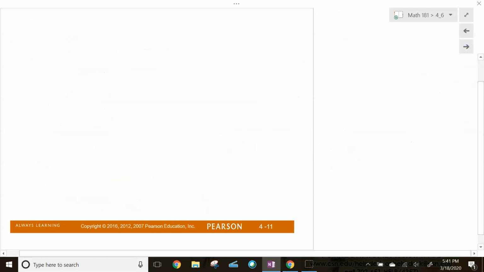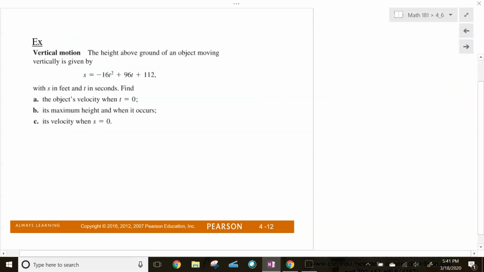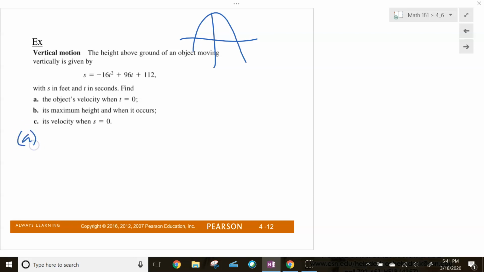Okay. All right, so let's go to vertical motion now. The height above ground of an object moving vertically is given by a position function, where s is your height in feet and t is in seconds. Find the object's velocity. We have to take the derivative of the position. So v of t, which is s prime of t. We take the derivative: negative 32t plus 96.